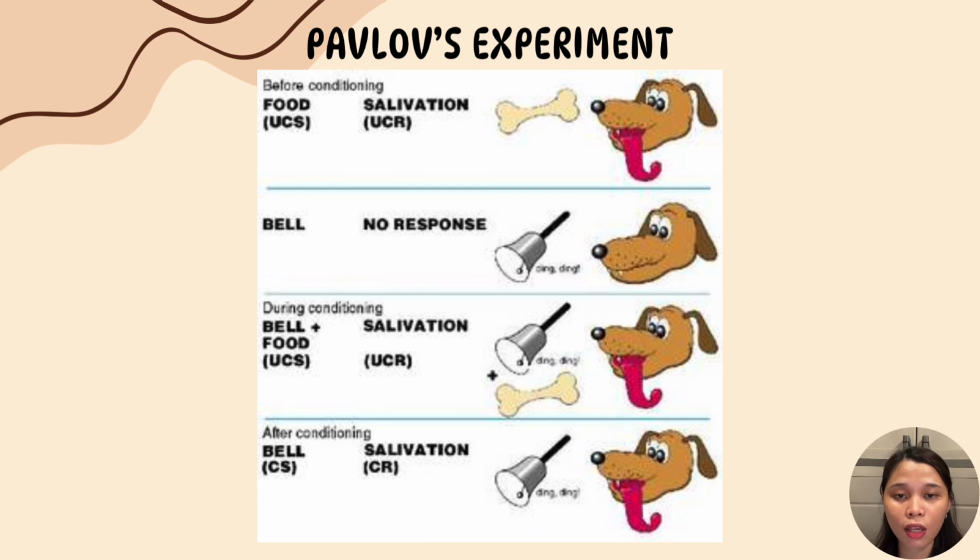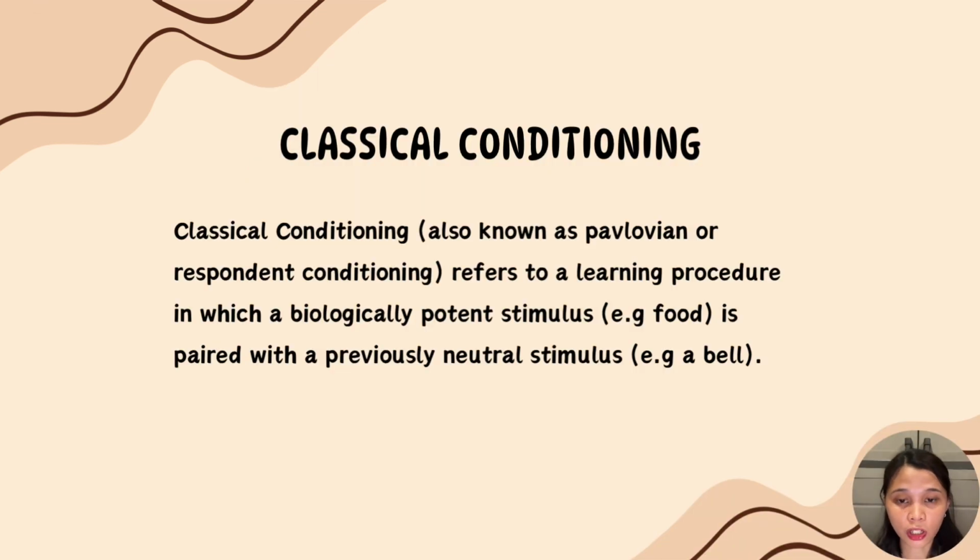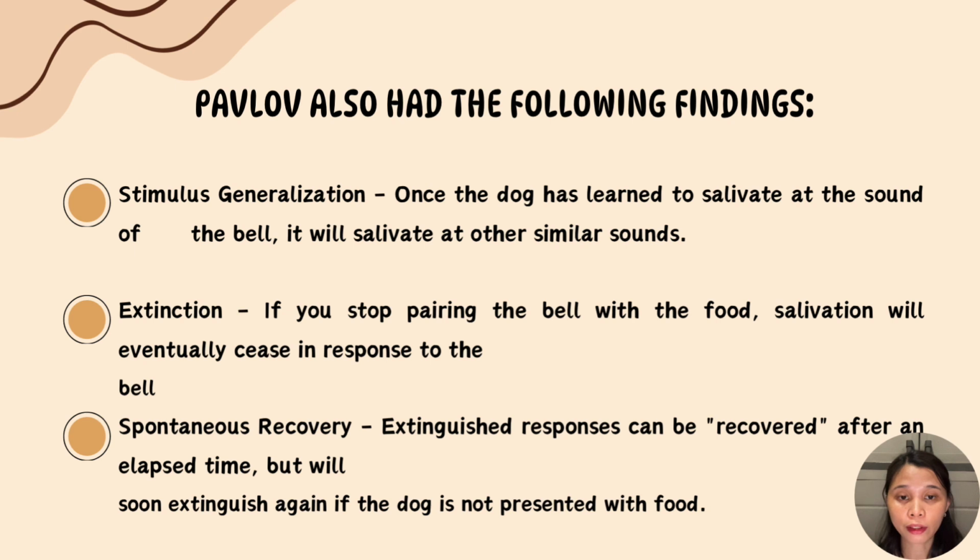In both cases, the bell and the can opener sound were initially neutral but became associated with food, causing a conditioned response, salivation or excitement. Classical conditioning, also known as Pavlovian or respondent conditioning, refers to a learning procedure in which a biologically potent stimulus, the food, is paired with a previously neutral stimulus, a bell. Pavlov also had the following findings.